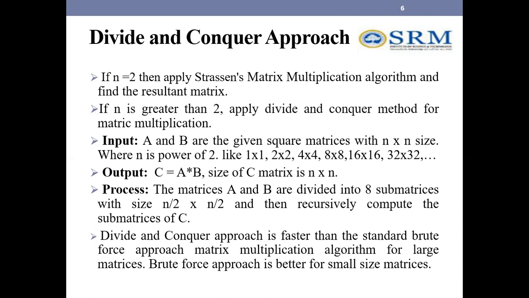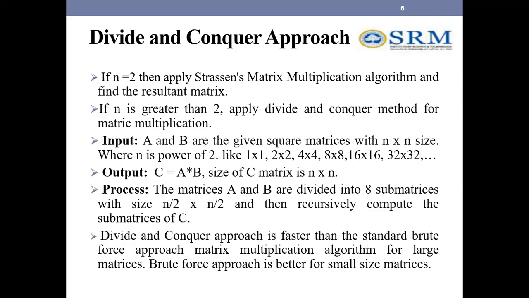So here, if n is 2, then apply Strassen's multiplication algorithm and find the result. If the matrix size is 2, there is no need for the divide and conquer approach. If n is greater than 2, we can go for the divide and conquer approach for matrix multiplication.